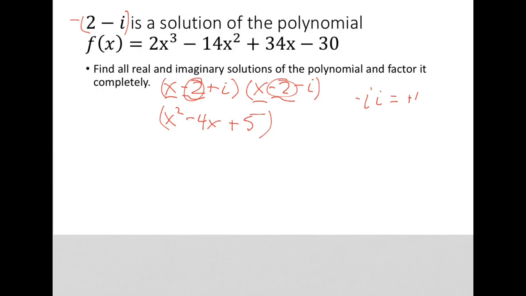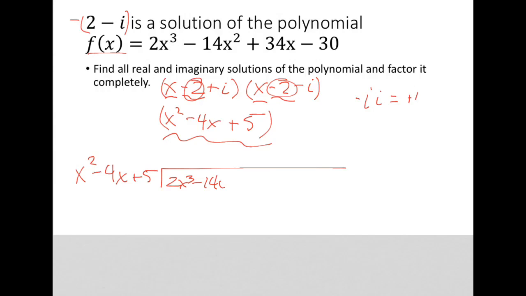So, what now? I want to find all real and imaginary solutions of this polynomial and factor it completely. Well, in order to do that, I need to use long division because I just found what my two linear factors multiplied together equals. I get a quadratic function. If I take that quadratic function out of f of x, i.e. divide by that quadratic function, I will know what is left. So let's do that. x squared minus 4x plus 5 is going into 2x cubed minus 14x squared plus 34x minus 30.